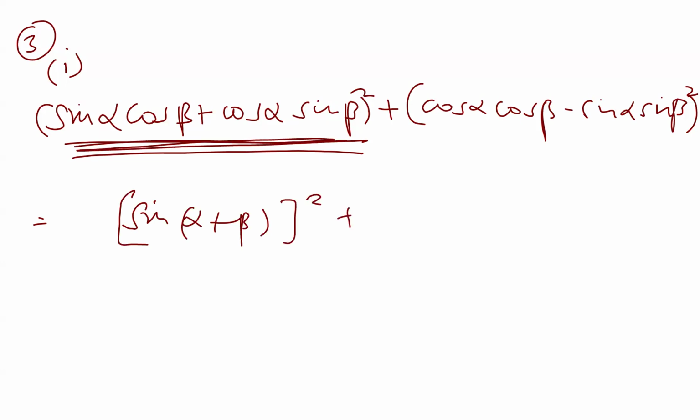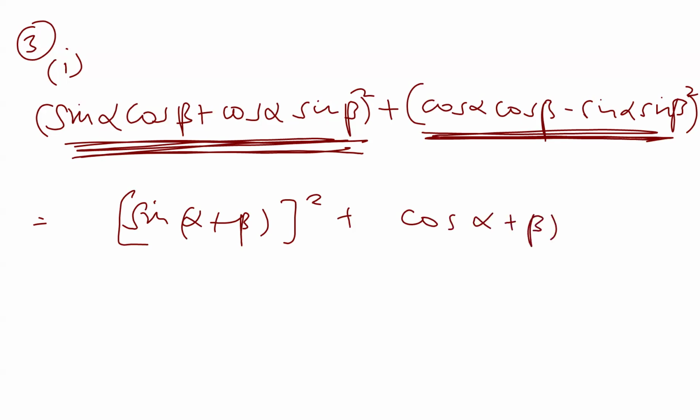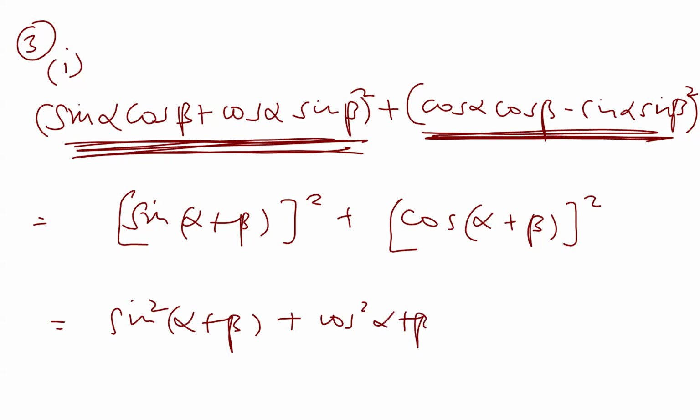It's a direct formula, sin A cos B plus cos A sin B. And this is cos A cos B minus sin A sin B. So this is going to be cos alpha plus beta. So sin square alpha plus beta plus cos square alpha plus beta equal to 1.